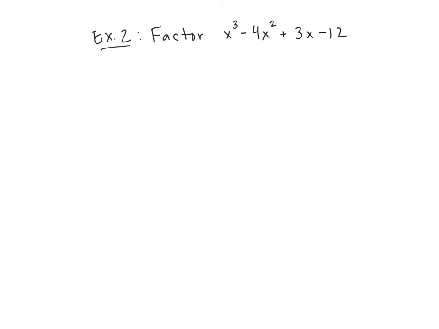All right, so we're going to take a look at this one now. Again, 4 terms, so we're going to be factoring by grouping. We're going to factor x to the third minus 4x squared plus 3x minus 12. So whenever we're factoring by grouping, my first step is I'm going to pair terms 1 and 2, and I'm going to pair terms 3 and 4 together. When I do that, I get x to the third minus 4x squared as my first pair, and 3x and minus 12 as my second pair.